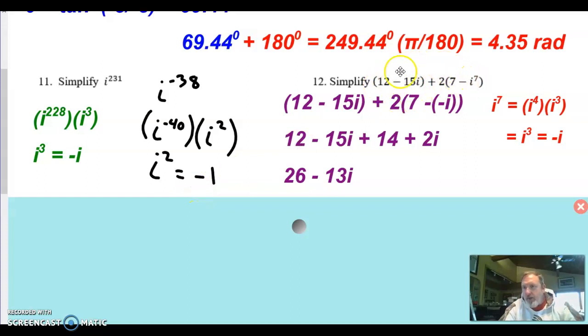All right, here we are foiling. I changed i to the 7th. That's the same as i cubed, so I substituted that out to negative i right away before I multiply it. So you can see right here, I change it to negative i, which is really plus i. So then 2 times 7 is 14. 2 times i is 2i. Now I can combine my like terms. Make sure the real number here is first. So 26 minus 13i. Do not put the i term first.